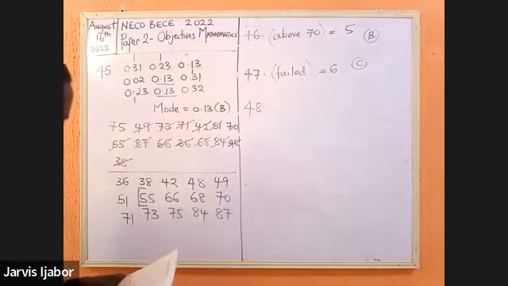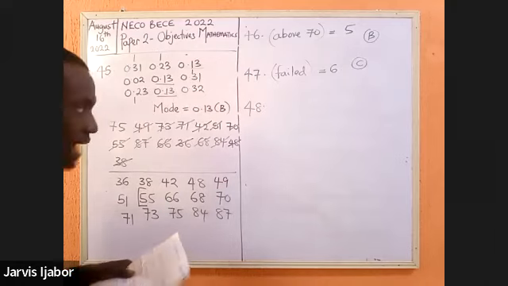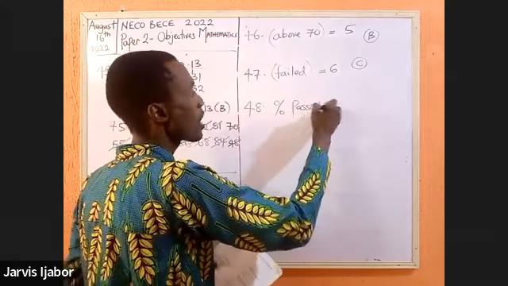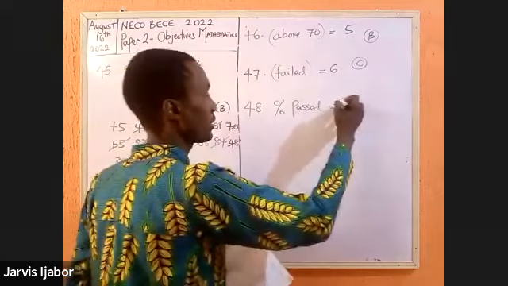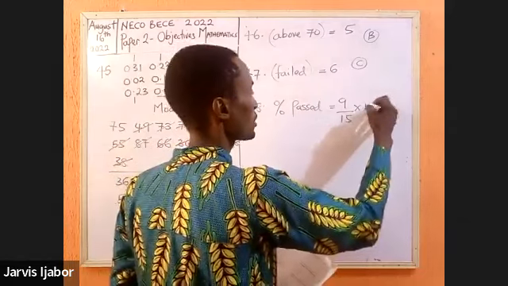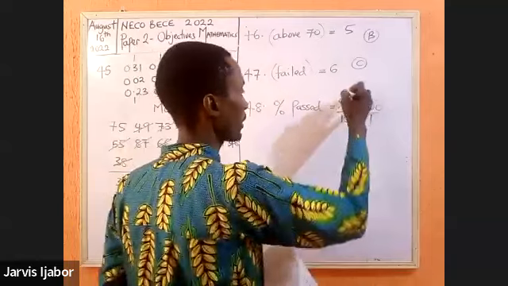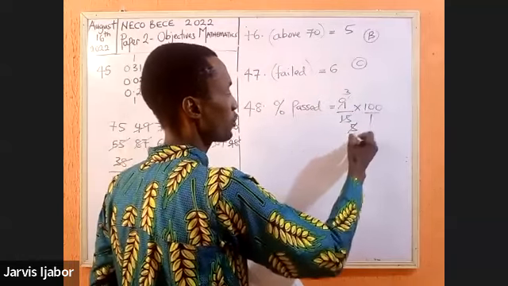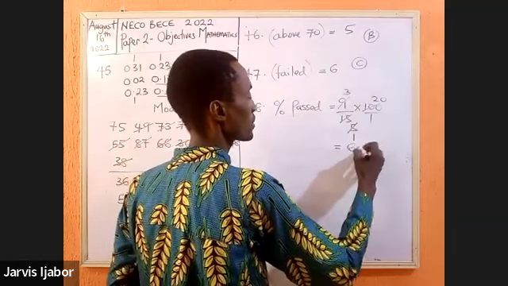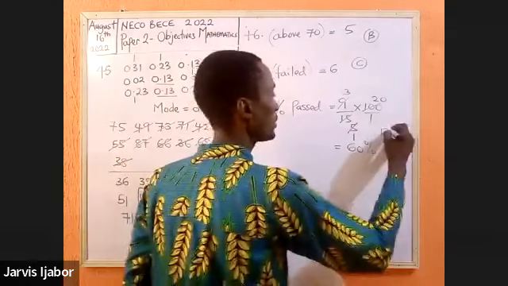If the pass mark is 55, what percentage of students passed? Now, percentage passed. How many passed? 9. What's the number of students? 15. Percentage is per 100, so that's times 100 over 1. 3 goes into 9, I get 3; 3 goes into 15, I get 5; 5 goes into 100, 20. So what is 3 times 20? That is 60%. So the percentage pass will be 60%, and that will be E.